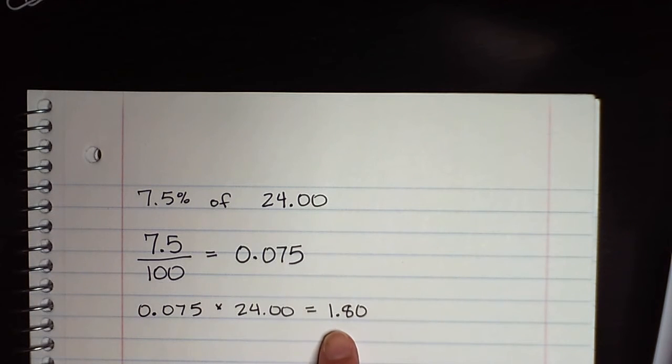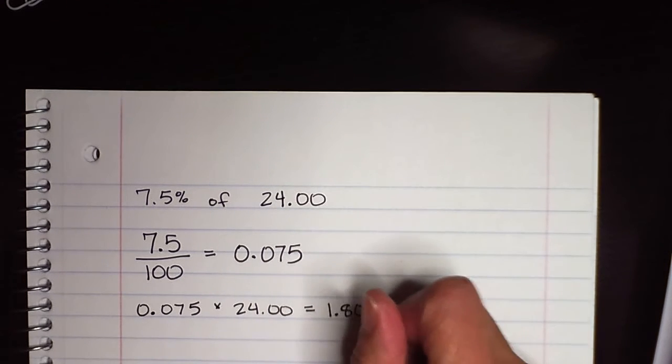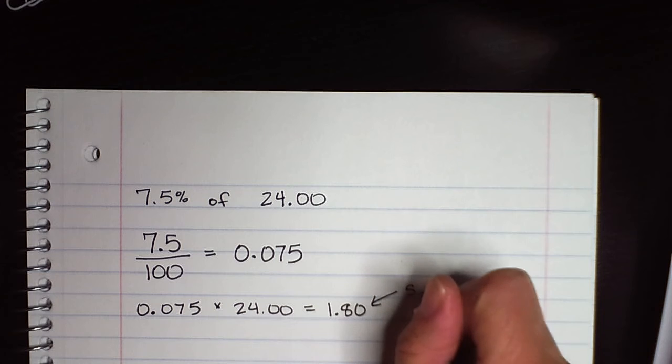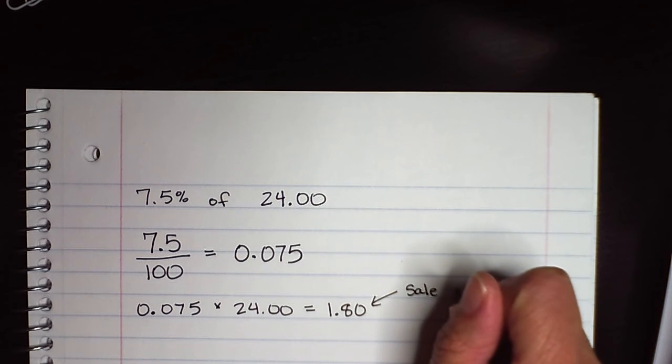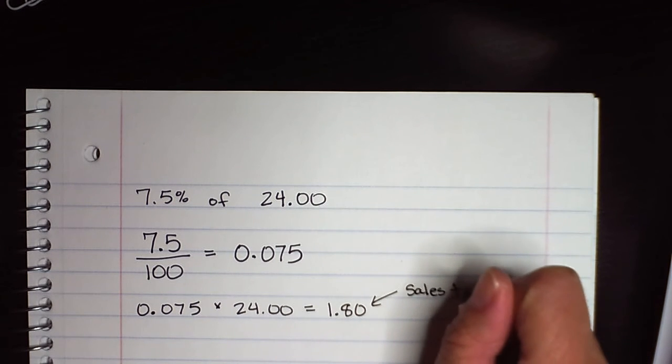So remember, the problem was about how much Gregory was going to have to pay for the sweatshirt in all. So he doesn't have to pay $1.80 in all. The $1.80 is the sales tax. That's what he has to add to the price of the sweatshirt, sales tax.